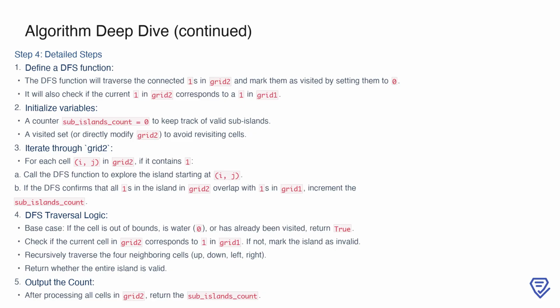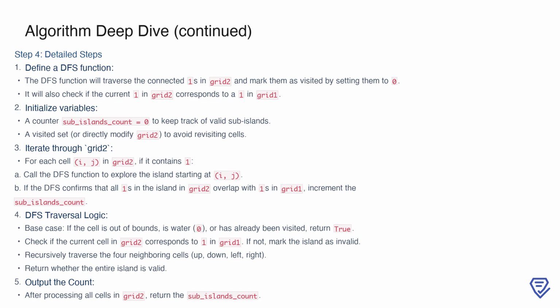The next step is to detail how the algorithm works. First, we need to define a DFS function. This function will explore connected ones in grid 2, marking them as visited by setting their value to 0. At the same time, it will check whether each one in grid 2 corresponds to a 1 in grid 1. If any mismatch is found, the island is deemed invalid. Then, we initialize a counter to track the number of valid sub-islands, starting at 0.